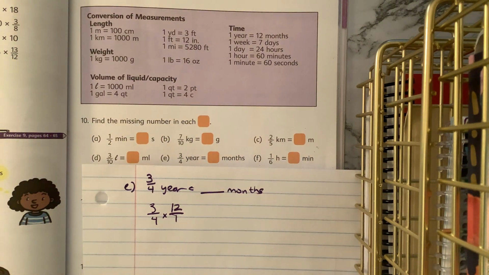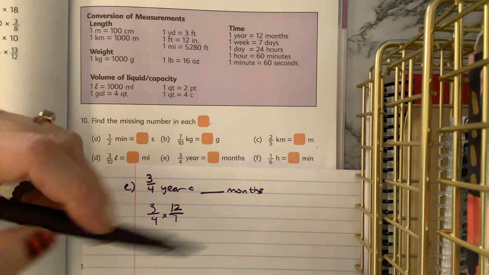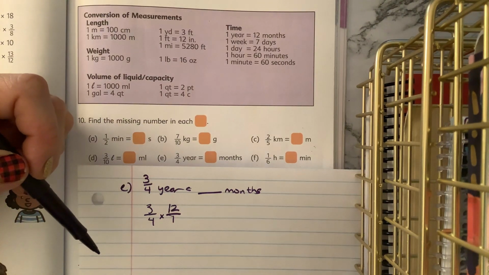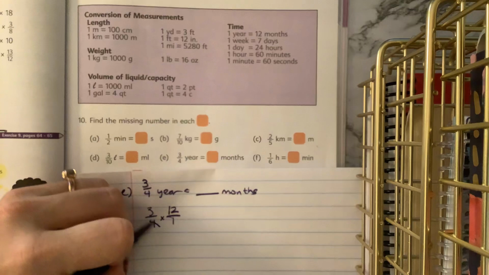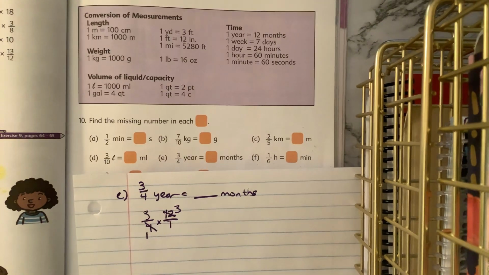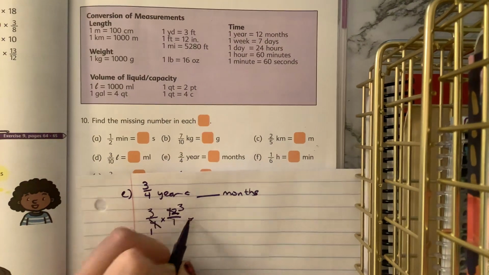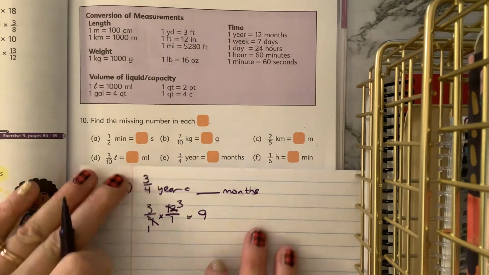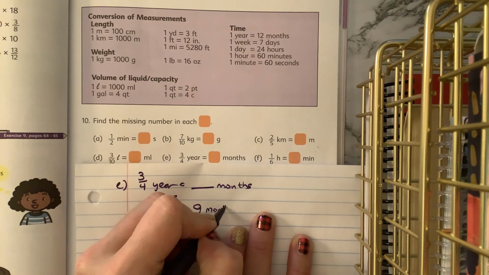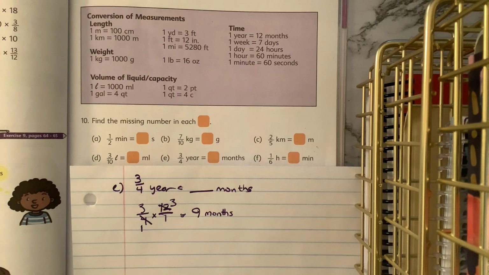Okay. Again, we can simplify in advance. This diagonal pair shares a common factor. So 4 divided by 4 is 1. 12 divided by 4 is 3. Now we multiply across. 3 times 3 is 9. 9 what? 9 months.